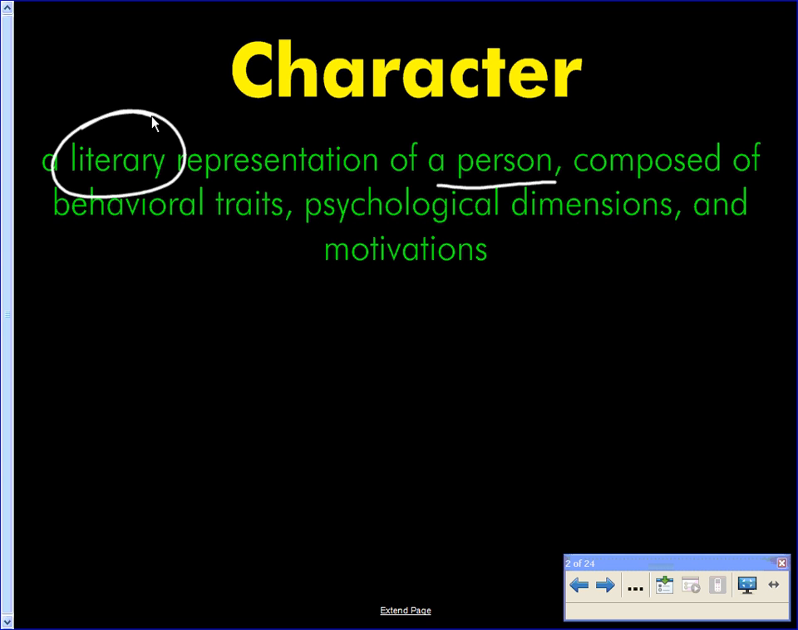A literary representation of a person. We might be tempted to say human. And we're using the word person instead of using the word human because human is a biological term. It refers to a specific type of scientifically determined person. Person refers to something that has these human character traits: behavior, psychology, motivation, emotion, these sorts of dimensions.